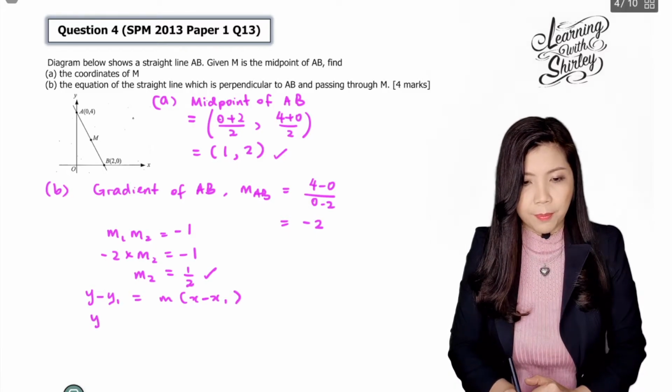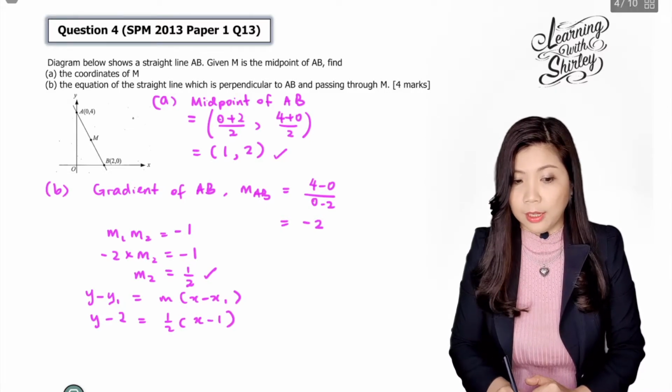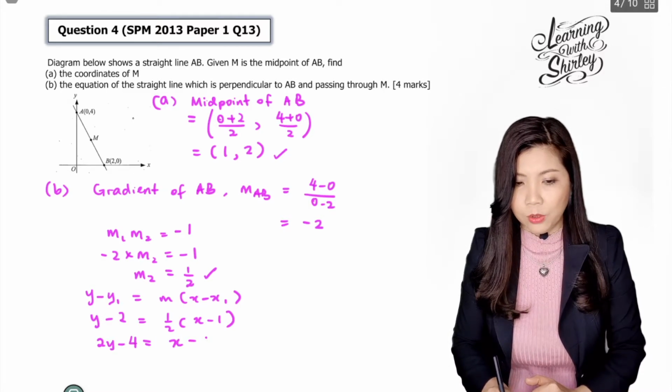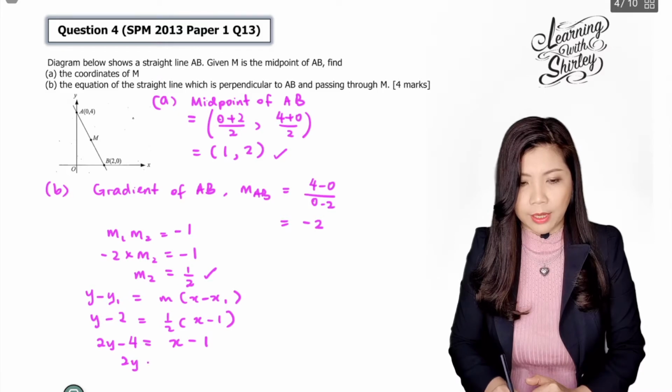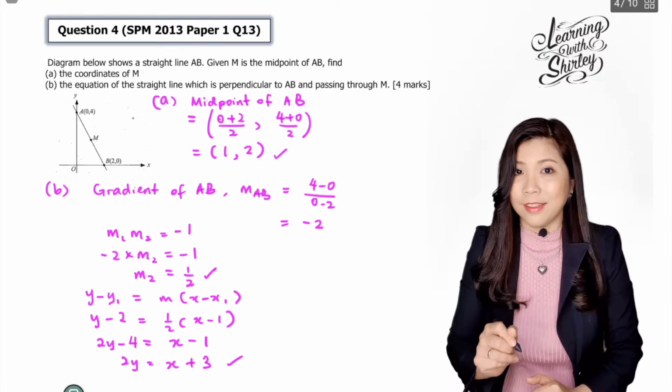So y minus 2 equals half (x minus 1). Okay, so the 2 I bring over to the left hand side, so it becomes 2y minus 4 equals x minus 1. After that we'll get 2y equals x, so -1 plus 4, so we get +3. Okay, so we can leave this as the final answer.